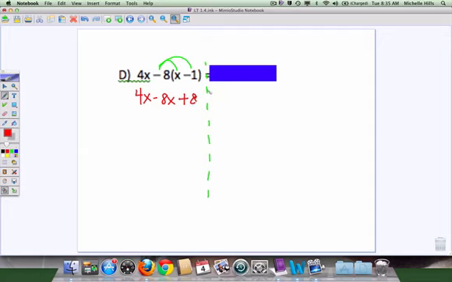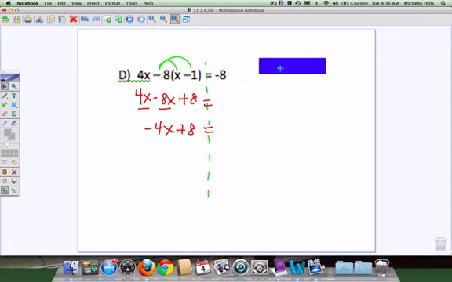Now, looking at that side of the equation as its own simplification problem, I still have 4x minus 8x on the same side of the equation. 4x minus 8x is a negative 4x, and I'll bring down this plus 8. Now, nothing has changed on the right side of the equation. It's just still negative 8. So I can copy that down, negative 8, and bring it down in the next step.